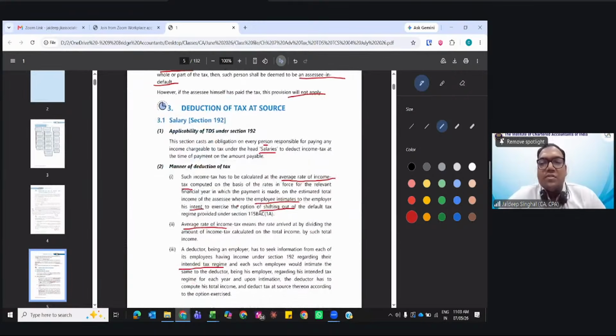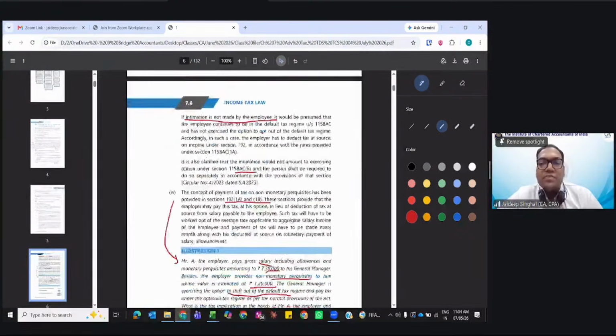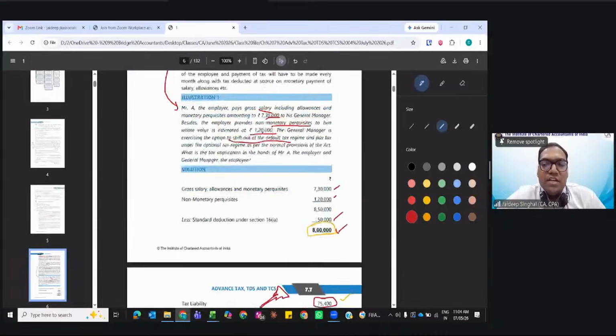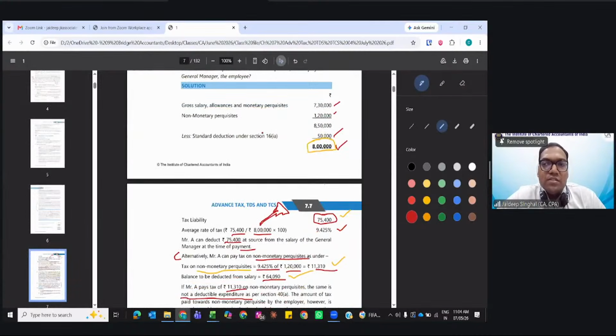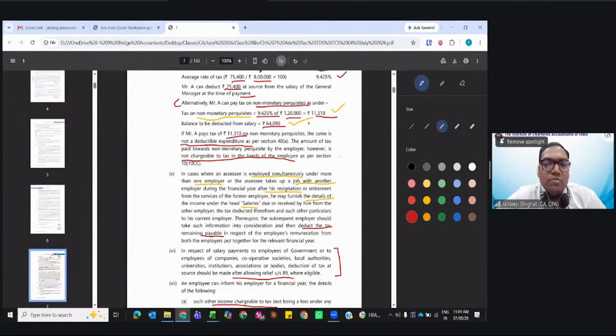Deduction of tax at source, section 192. We estimate the annual income, calculate the rate of tax, then accordingly we deduct the taxes from the monthly salary, right? Employer has to deduct. Employee will furnish the details, the regime, whether the old regime or new regime they want to adopt. There was a question about non-monetary perquisites. If the employer is paying the tax on non-monetary perquisites, then it will not be deducted from the salary. And that tax is not a deductible expenditure and not taxable in the hands of the employee.